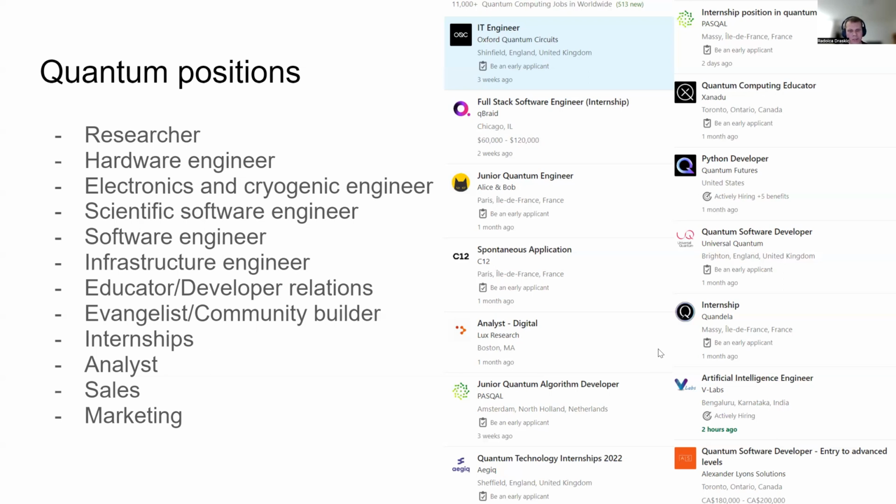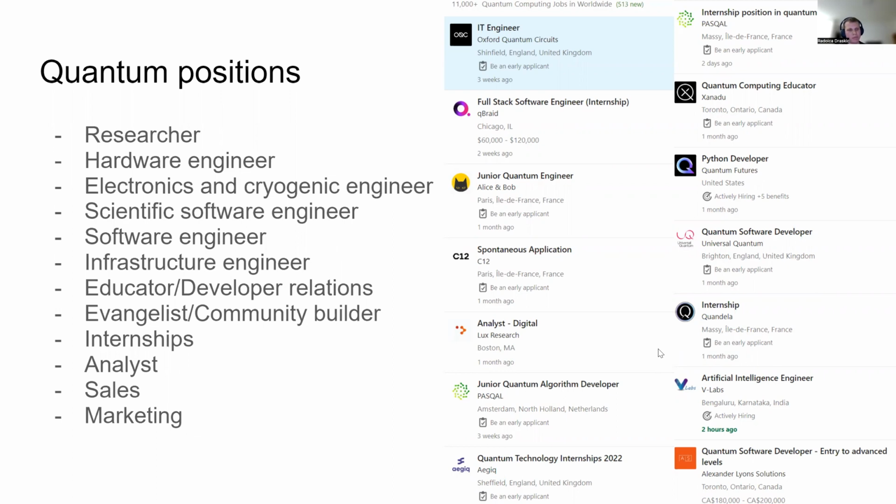There's also something called evangelist or community builder. Those are people that engage with the community, organize events, help spread the word about quantum computing, talk to maybe investors or whatever, try to get more people involved.